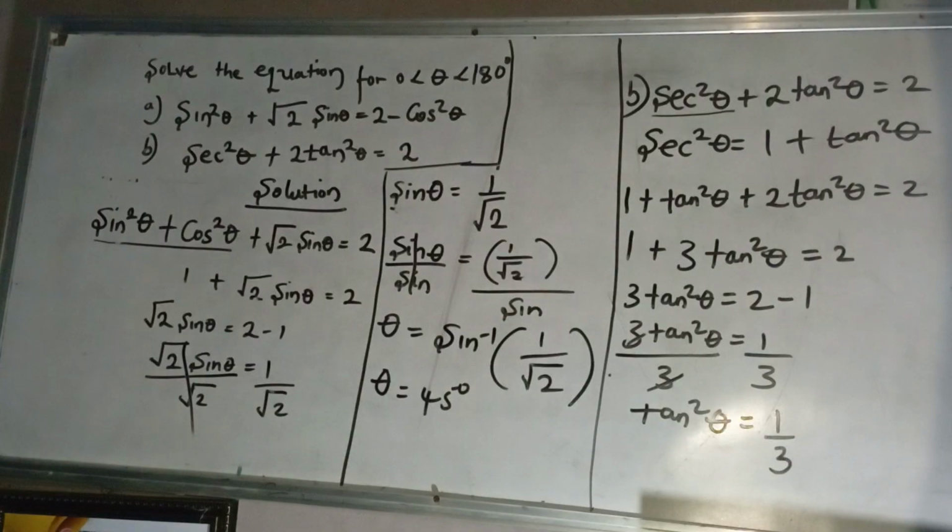So what do we do next then? Since we have 1 all over 3, so we are going to square both sides. Yeah, you square both sides.